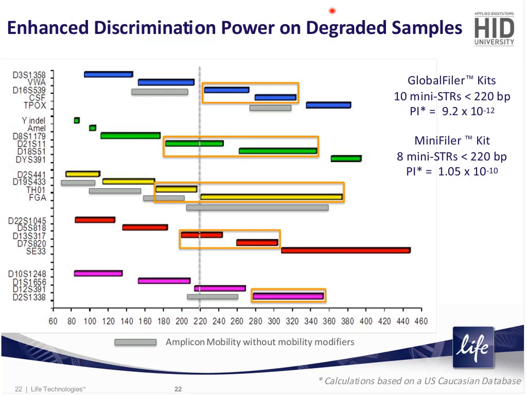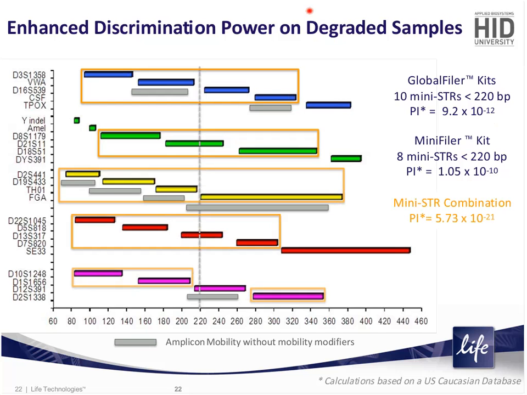In fact, if you have the opportunity to perform more than one amplification on your degraded sample, the long loci in the GlobalFiler kit are also still most of the long loci in the MiniFiler kit, because we've maintained the primer sequences, and therefore if you add the two together, the mini STR combination of this system as a whole, when you add in the MiniFiler kit, gives you a probability of identity of approximately 5 times 10 to the minus 21. Now that is in the same region as the NGM Select kit in its entirety, and that is the most discriminating multiplex we've had up until the development of the GlobalFiler kit.